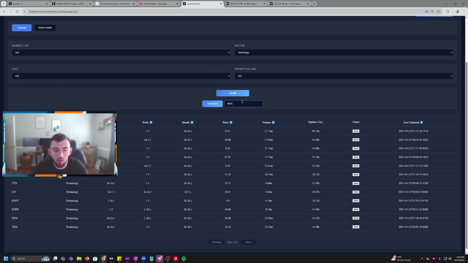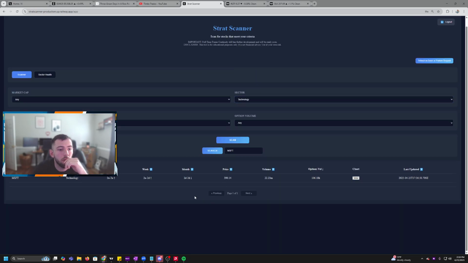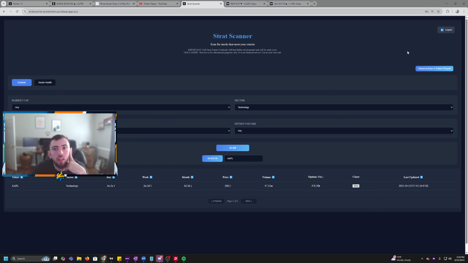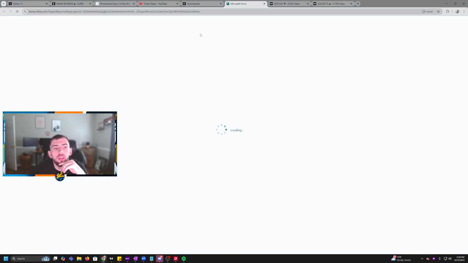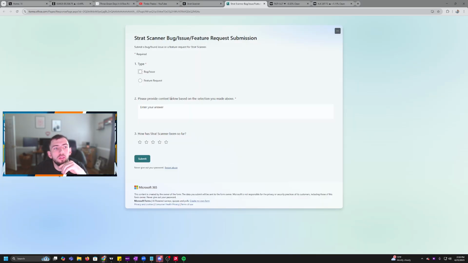Like I can put in Microsoft here and pull up Microsoft, and I can see Microsoft is 2 up, 2 up, 2 up, 2 down, 2 down, 2 down, right? I can search any stock here. And if you have anything you can think of that should be added to this, you can go right here and submit a bug or a feature request.